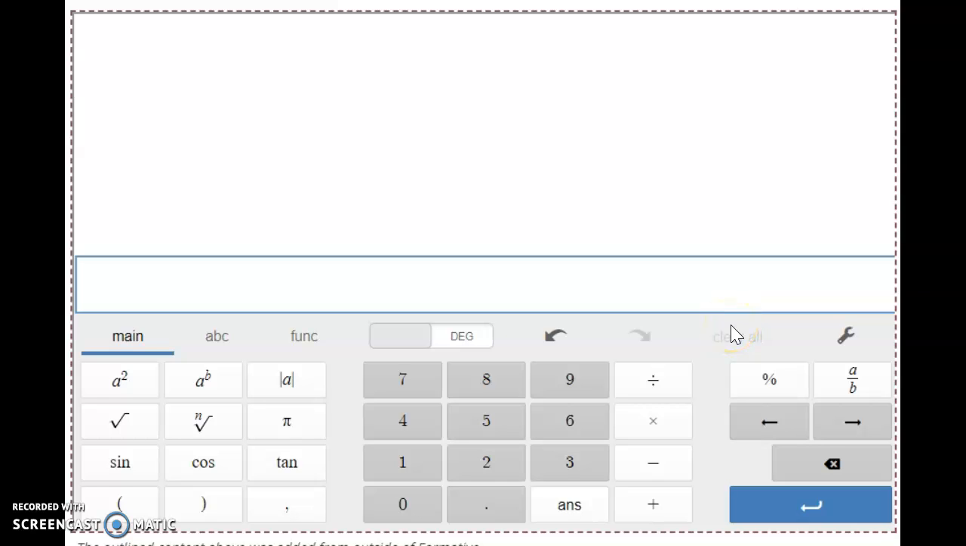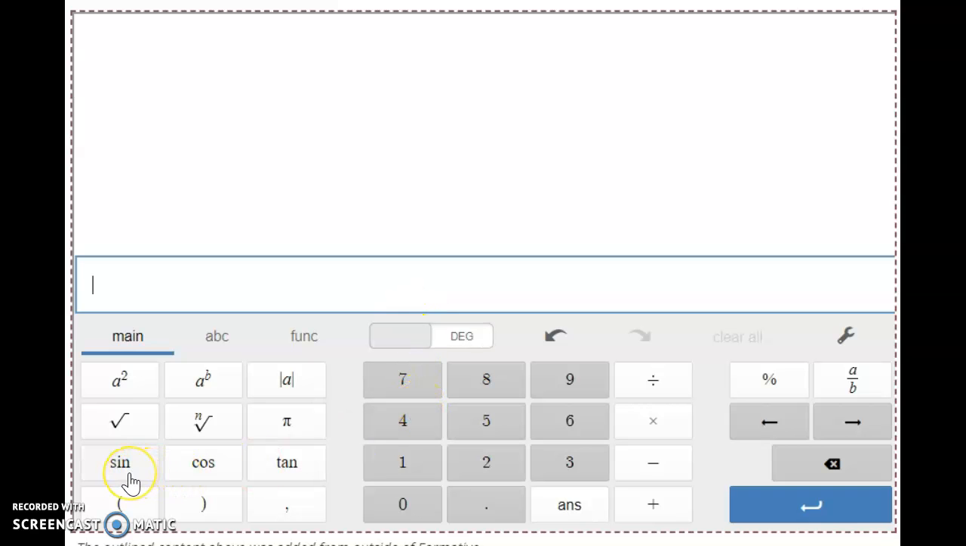This is the Desmos Scientific Calculator. Right now it is in degree mode, which is what we want. If I click on this button, you can see that it goes to RAD, which is radian mode. You do not want radian mode. It's a different measure, a different way to measure angles. It's something that we'll talk about when we get to circles, but for now we want to use degrees.